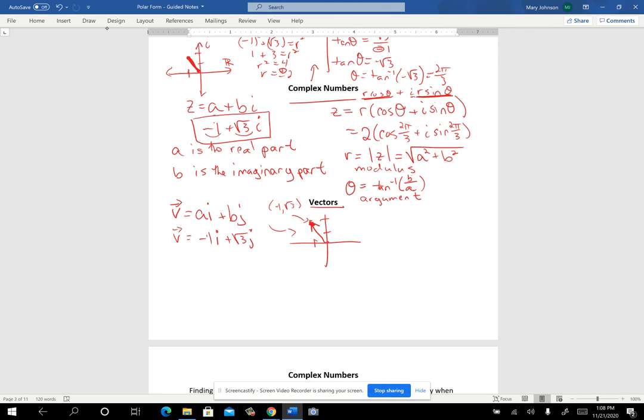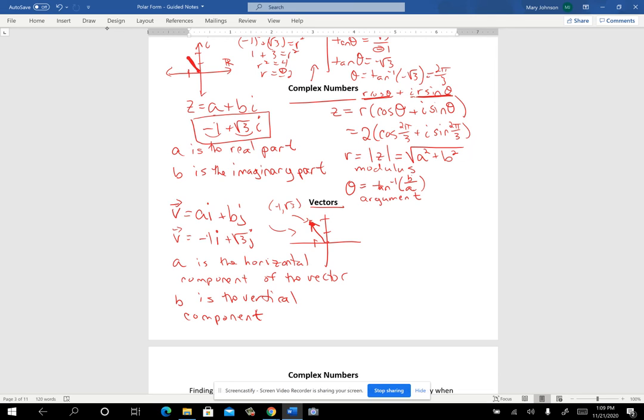Okay. And then a is called the horizontal component of the vector. And b is the vertical component. Later, these will have to do with forces. You'll draw these pictures. You'll use vectors to represent the forces when you're constructing things. Okay, now let's look at the polar form of a vector.